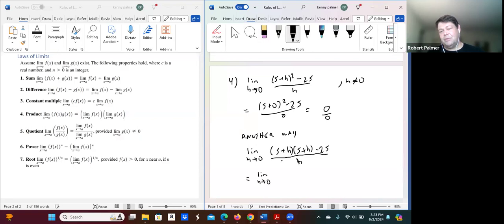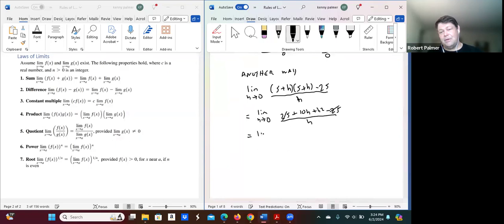As h goes to 0. And actually, if you FOIL this out, I'm going to cut to the chase and write all that out instead of showing all the steps. But remember how to FOIL. The outer one's going to be 25. Everything's a plus, that makes it nice. Both of these are going to be the same: 5 times h plus 5 times h is 10h, plus h squared, minus 25. Of course, this is still over h. Of course, the 25s cancel out. And so I have the limit as h goes to 0 of 10h plus h squared over h.